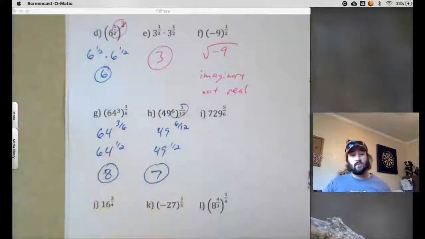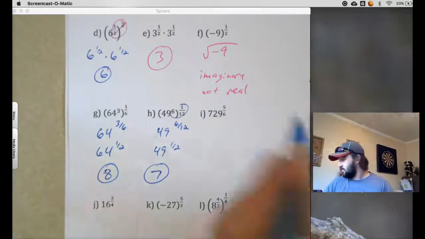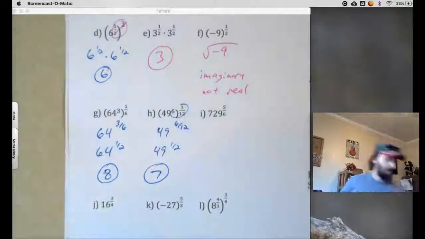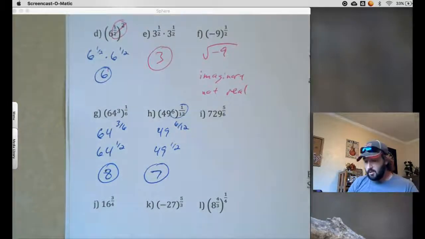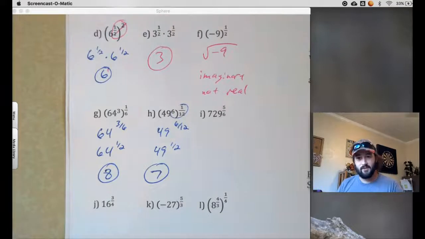729 to the 5/6. So here's one that I like to rewrite. 729 is 3 to the 6th, I do believe, on the calculator. Like my song? It's okay, I know it's a terrible song.